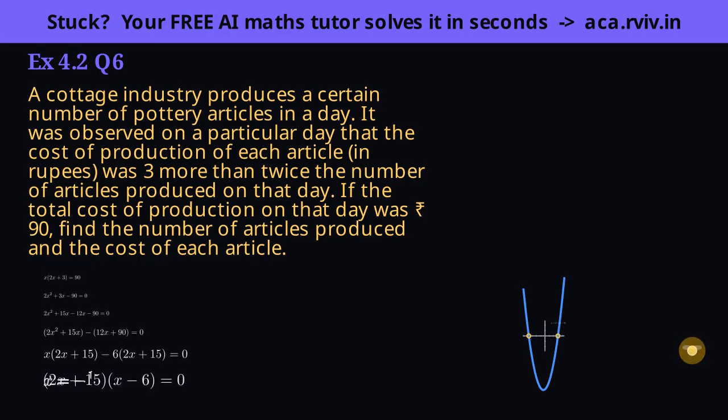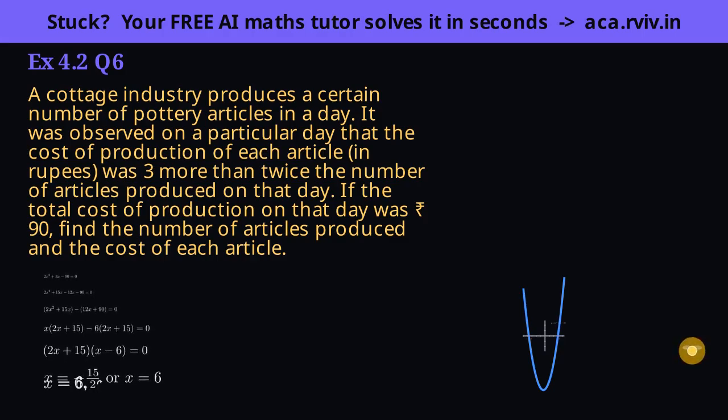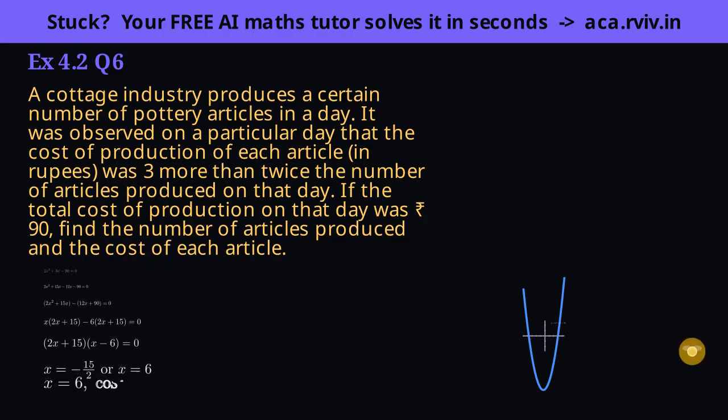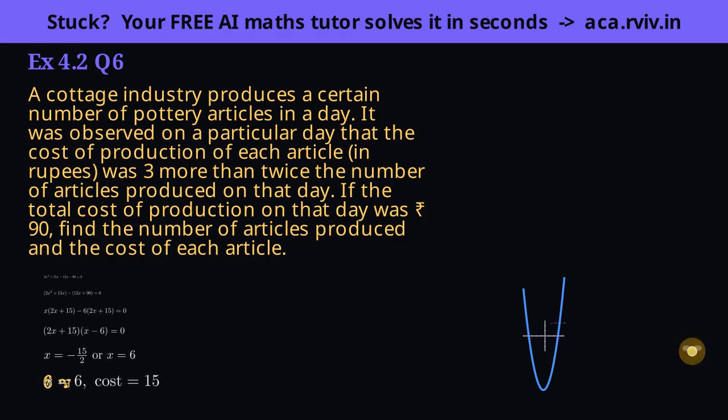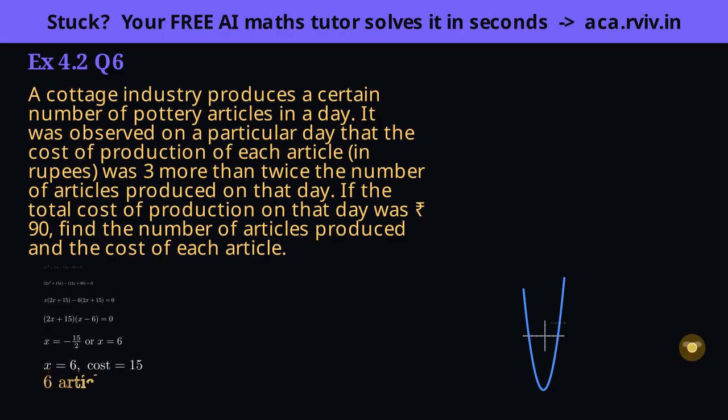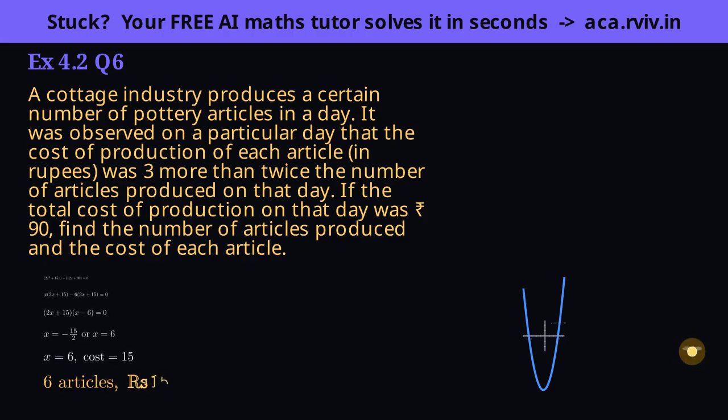Zero product rule: x equals minus 15 halves or x equals 6. A count of articles must be a positive whole number, so the negative fraction is impossible. Keep x equals 6. Then the cost of each is 2 times 6 plus 3, which is 15. Same filtering principle as always: a number of articles can't be negative or fractional, so only the positive whole root stands. And we answered both quantities asked, the count and the cost, not just x.